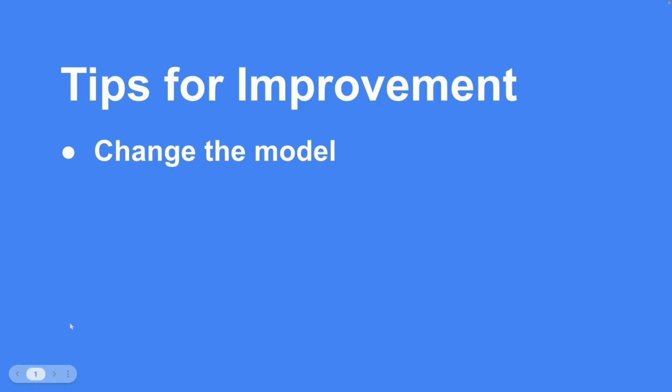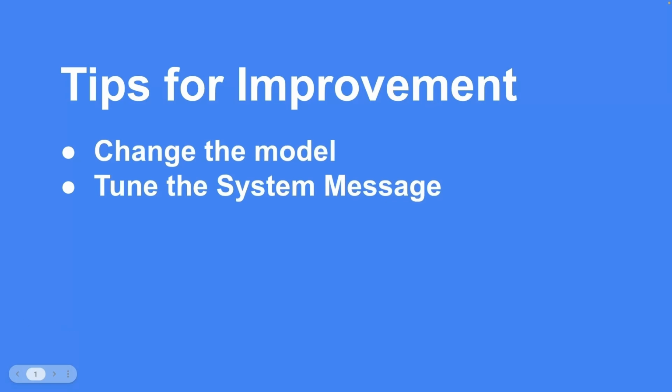Tune the system message. The AI model will behave according to the instructions you provide in the system message. To optimize it, include clear, step-by-step guidance, relevant examples, and any necessary context. Additionally, always review the system message for syntax errors, especially if it includes commands or code snippets.